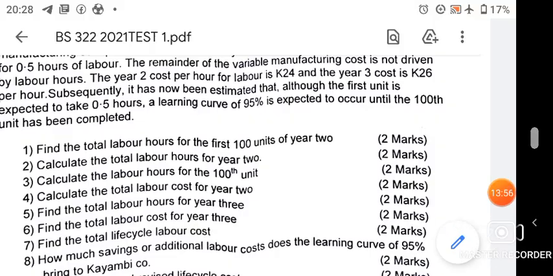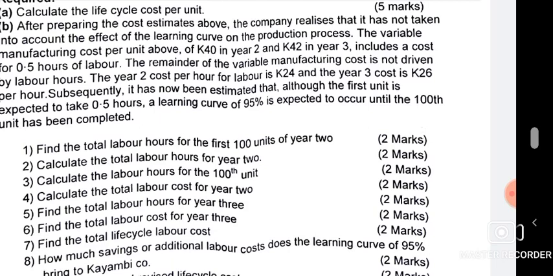Number 8, how much saving or additional labor cost does the learning curve of 95% bring to Kanyambi company? How much saving or additional labor cost does the learning curve bring? So what you're going to do is that the learning curve has shown you this labor cost for 2 years. You managed to compare the 2 years. That's giving you 2,508,128 that we had at the end. So that figure was from the learning curve perspective.